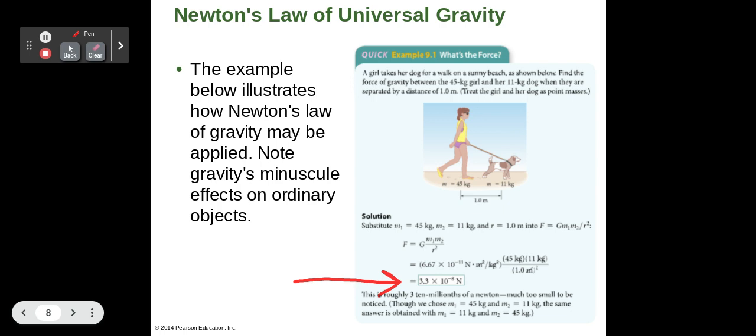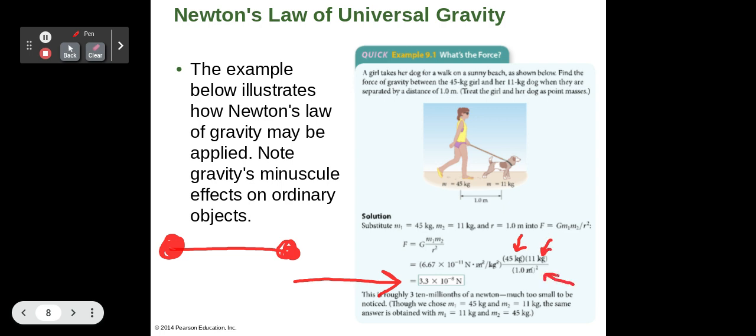A girl takes her dog for a walk on a sunny beach as shown below. Find the force of gravity between this 45-kilogram girl and her 11-kilogram dog when they are separated by a distance of 1 meter. Treat the girl and her dog as point masses. So here's the girl, here's the 1 meter leash, here's the dog. The girl has the 45-kilogram mass here. The dog is M2, that's 11 kilograms. The distance between them is 1 meter.